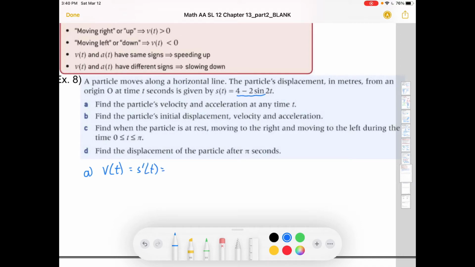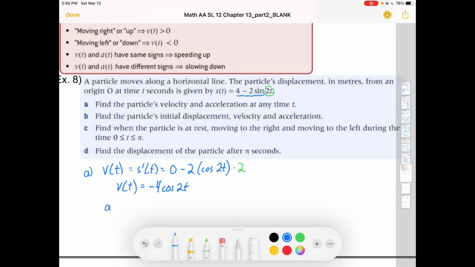So position has a 4 out front, which turns into 0 when we differentiate. Negative 2 stays, it's a coefficient. And then we have sine turns into cosine of 2t times, because this is the sine of a glob, times the derivative. So the velocity function is going to be negative 4 cos of 2t.